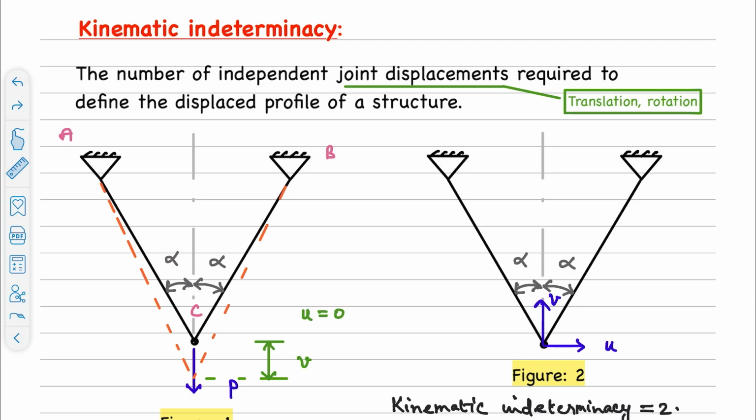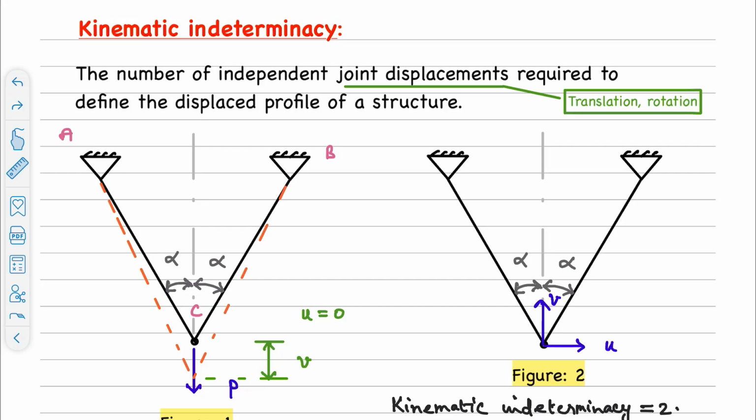Hi, welcome back to our next video on kinematic indeterminacy. In the last video, we have seen how we approach the force method of analysis and the displacement method of analysis. And in that video, we briefly defined what is kinematic indeterminacy. Here we have a different definition.